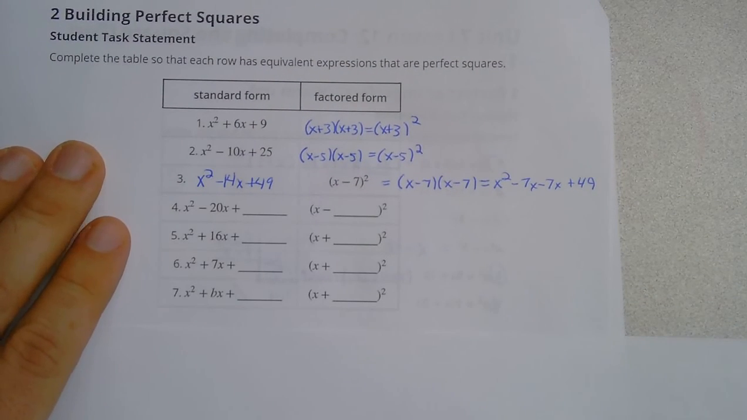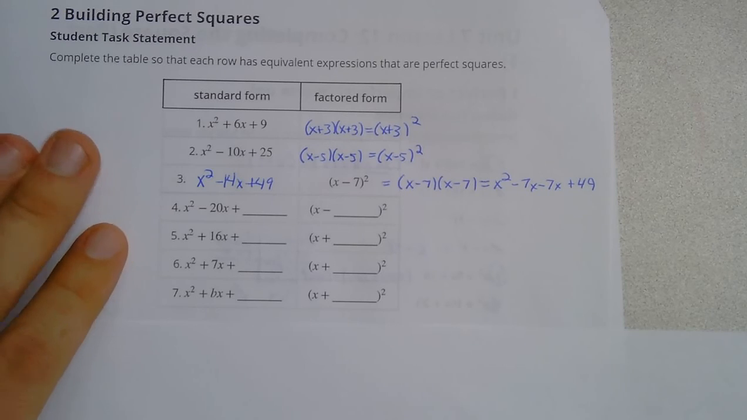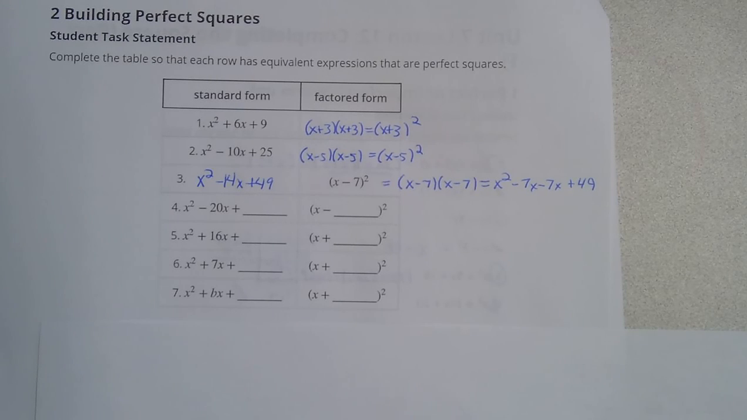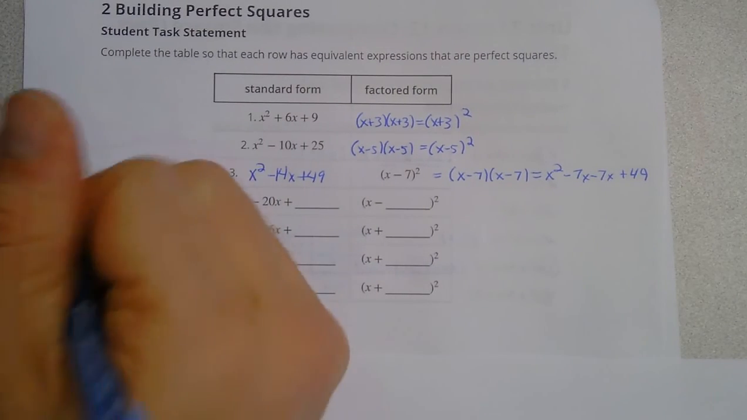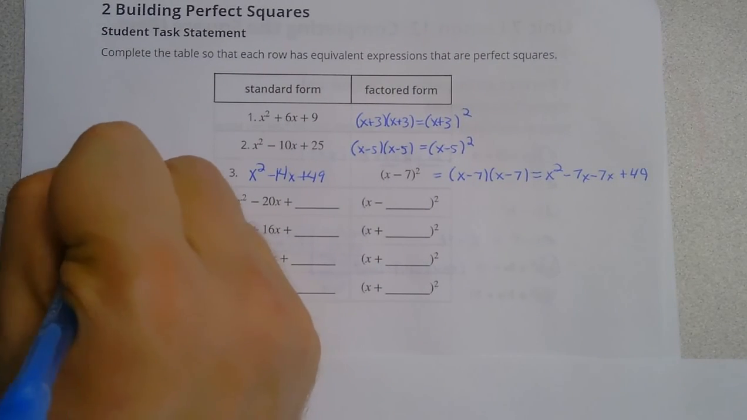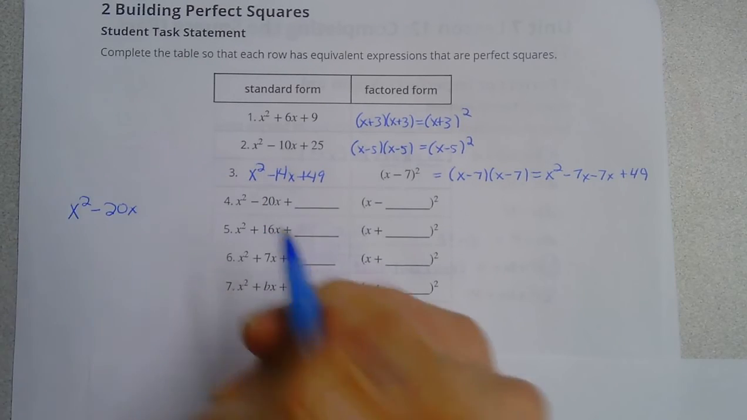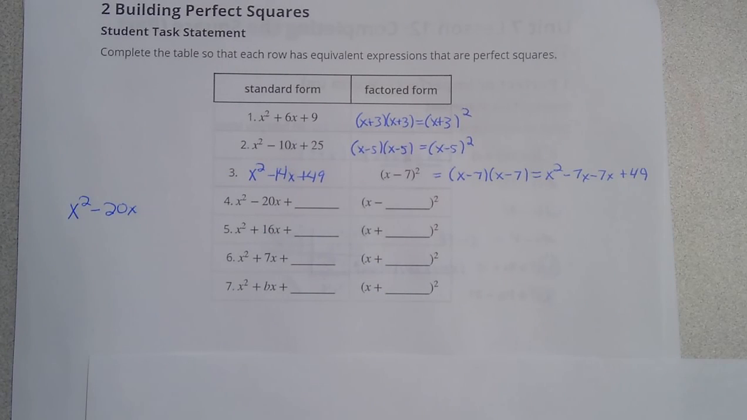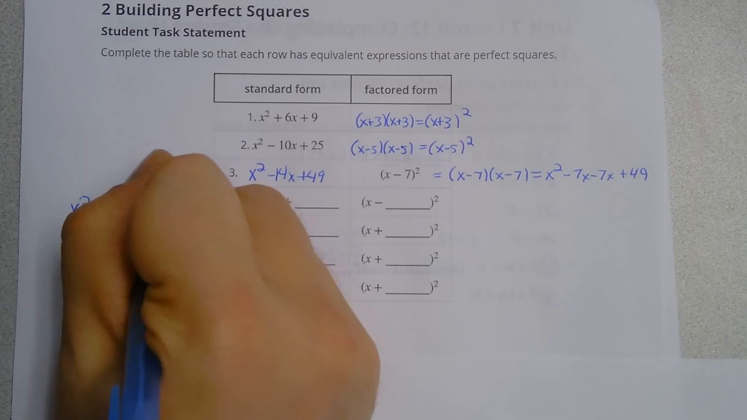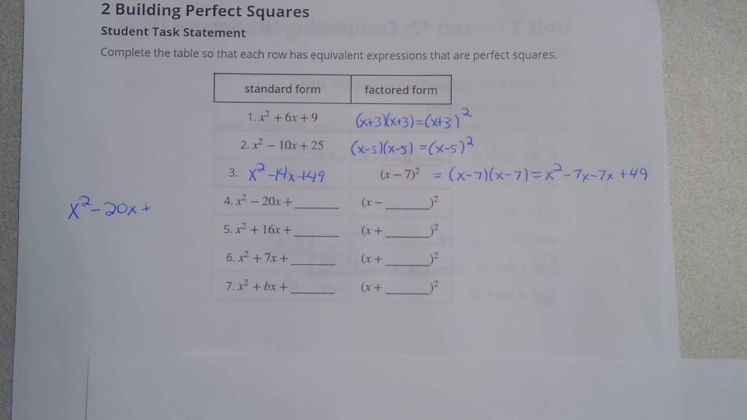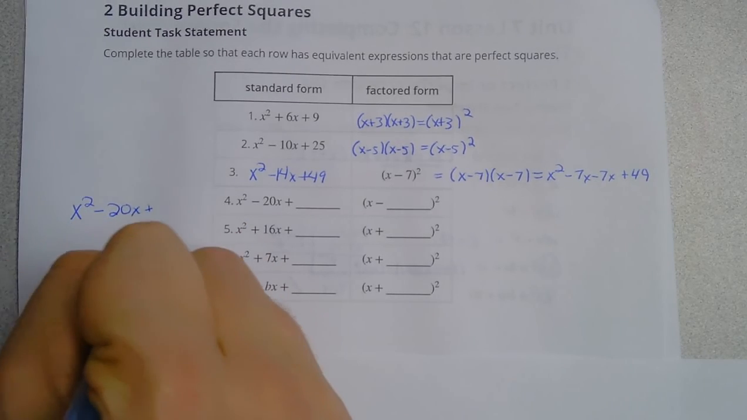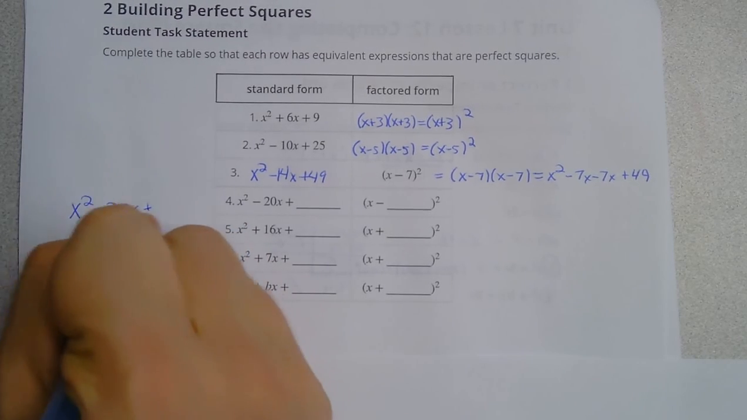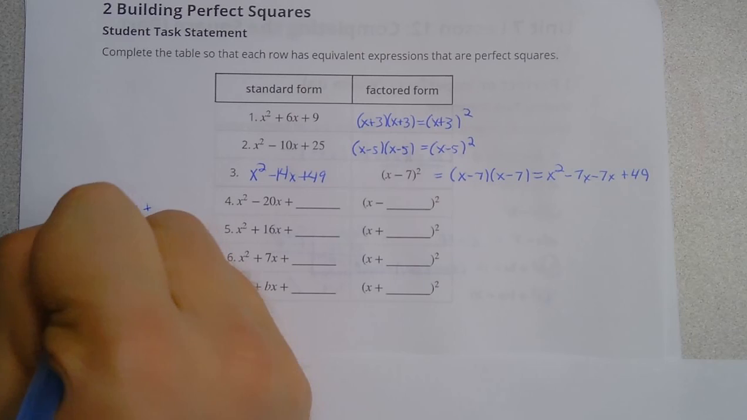So now what we're going to do is work through a process called completing the square. Now, if I have over here x squared minus 20x, and I want to make it a perfect square, I'm trying to figure out, well, what would I add to it to make it a perfect square? I'm going to start by drawing in an area model. So here I have x squared.